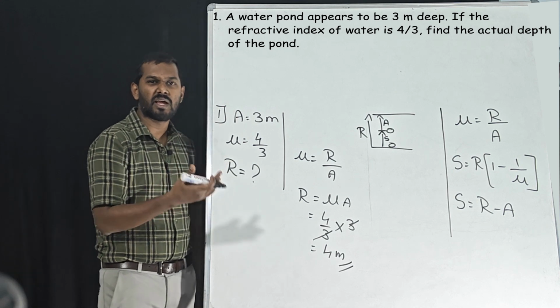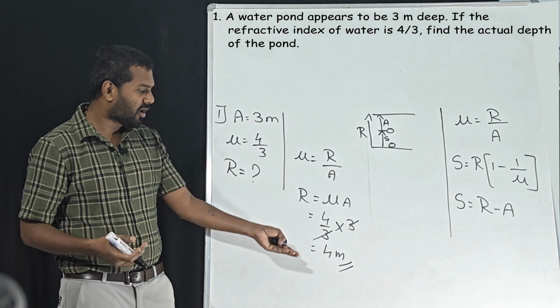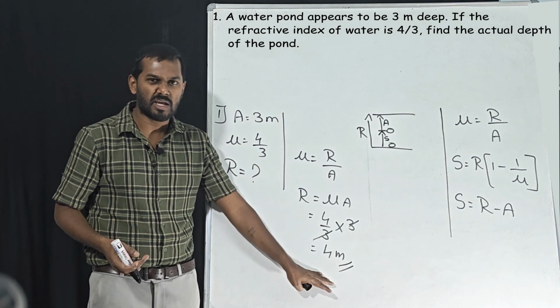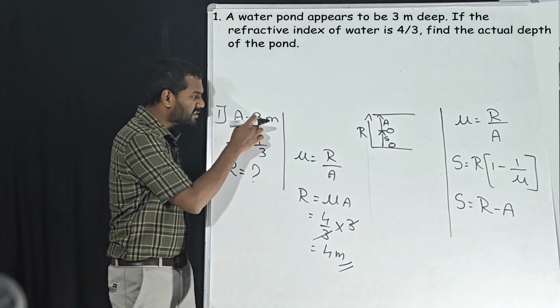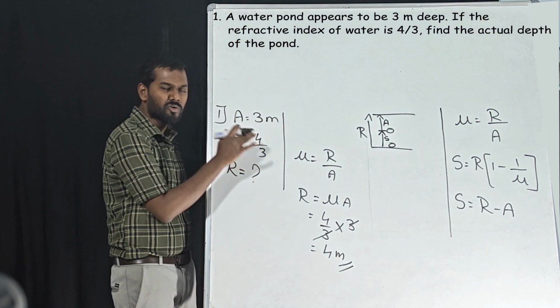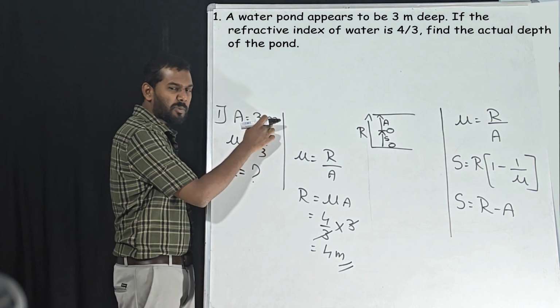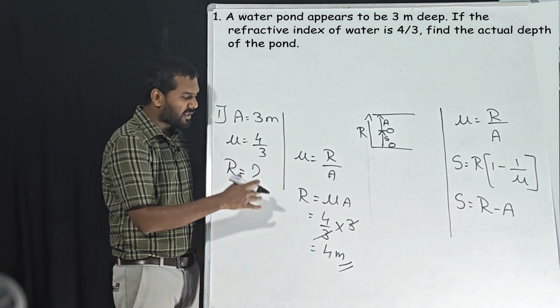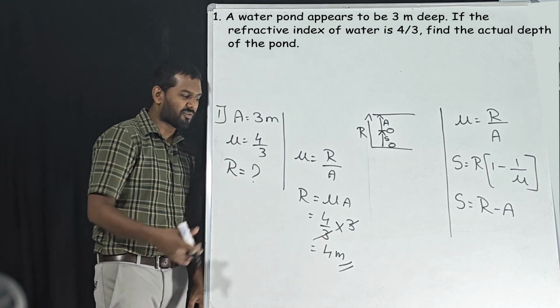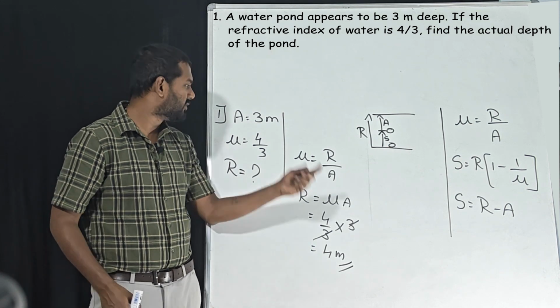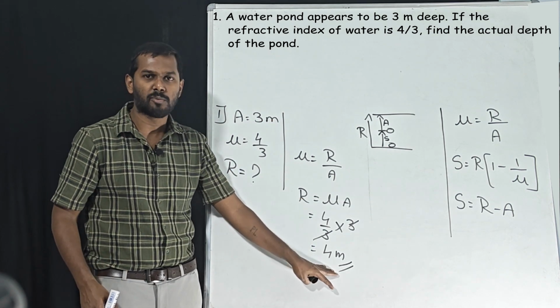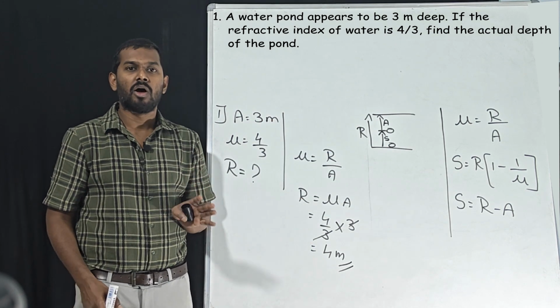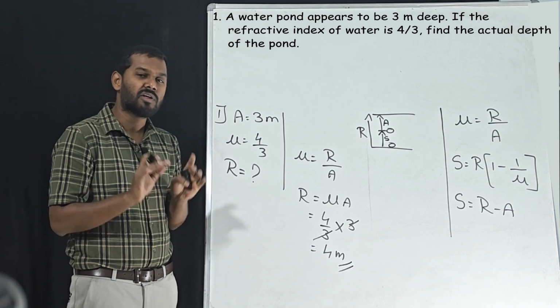Finally, whatever the desired unit they are asking, most of the time we have to keep it in SI unit. Here it is given in meters, that is SI unit, so no need to convert it. If given in centimeter, calculate the final answer. Whatever answer we get will also be in centimeter. Finally we can convert. So that will be easy for us.